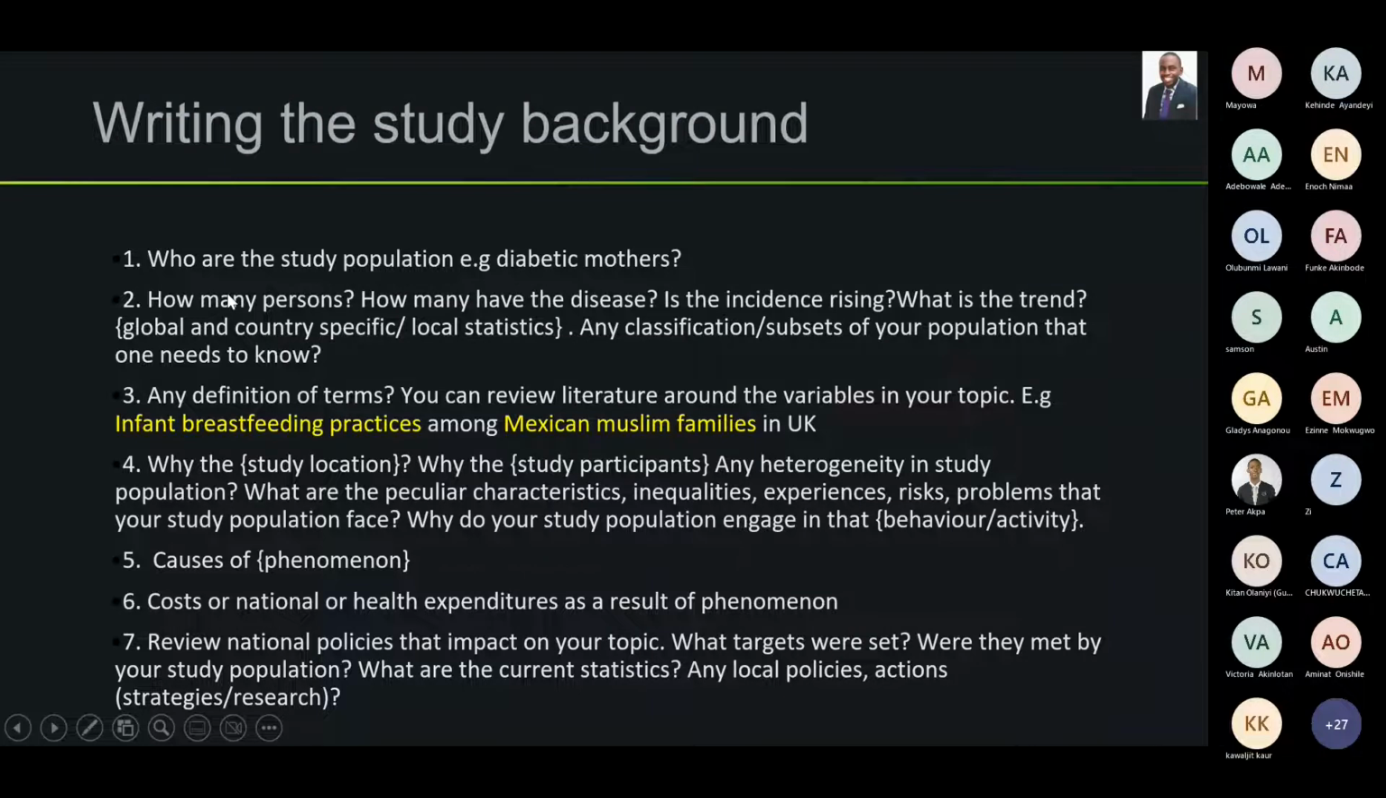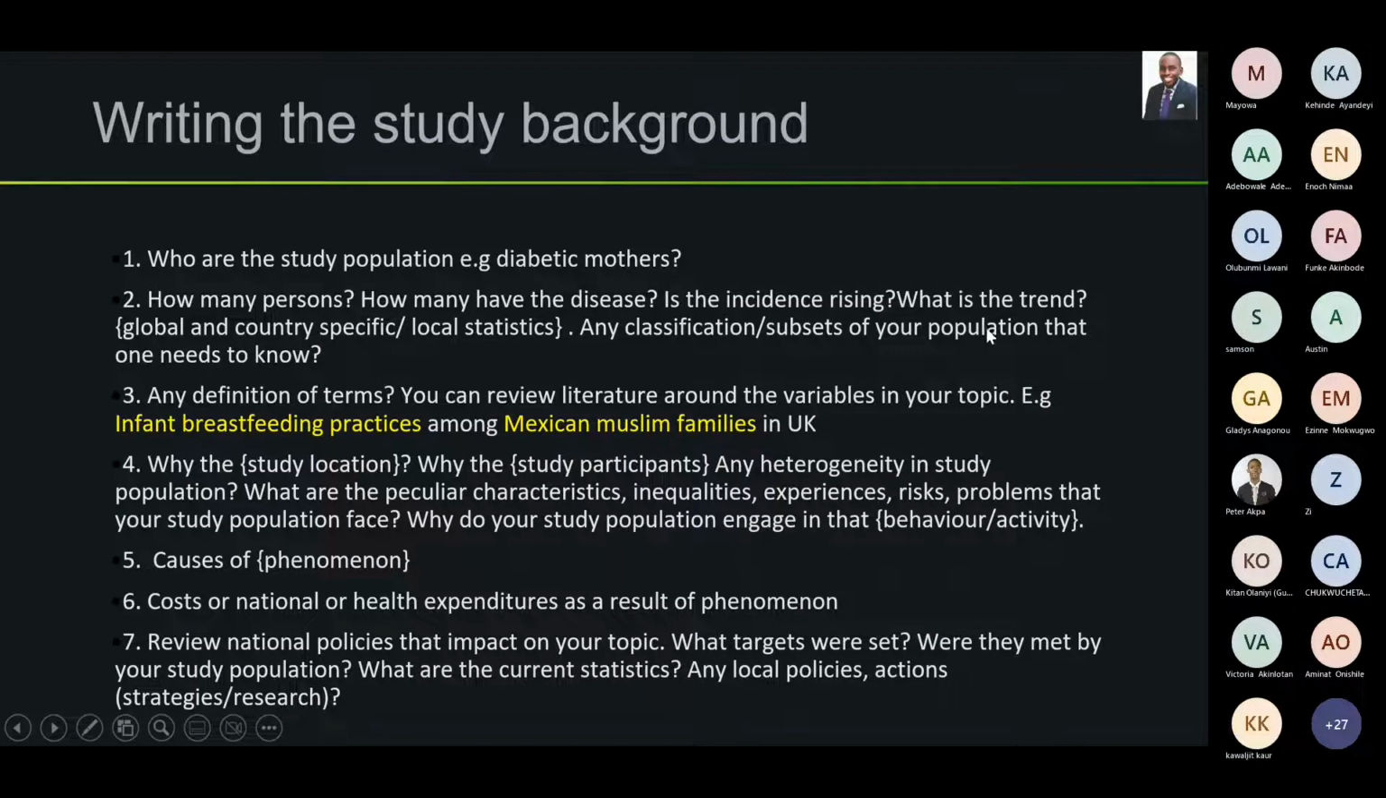So if you can answer these questions, you'll be able to write your background for any work. It doesn't matter the kind of research you are writing. If you read so many journals, you will see all these things there. So number two is what? Epidemiology. How many people are there? Or if it's a problem, how many people have the disease? Okay, use a funnel approach. You start from worldwide and then you narrow it down. If you're writing something in Bradford, you can start from the statistics in the world, then narrow it to Europe, then narrow it to UK, and then narrow it to Bradford. So that's what I mean by global and local statistics.